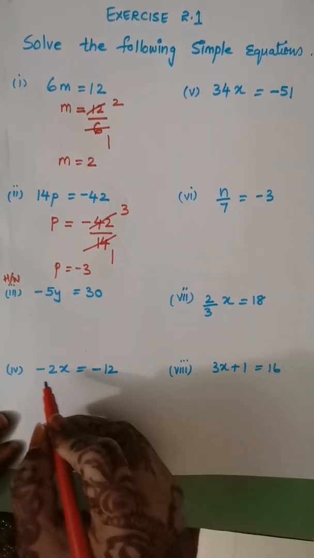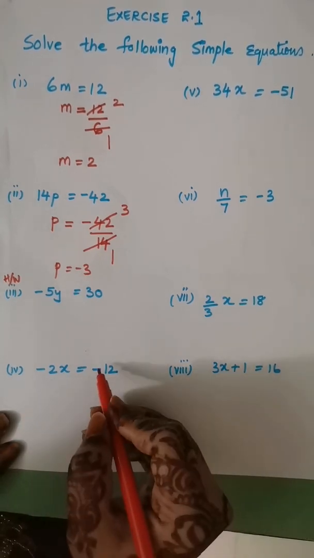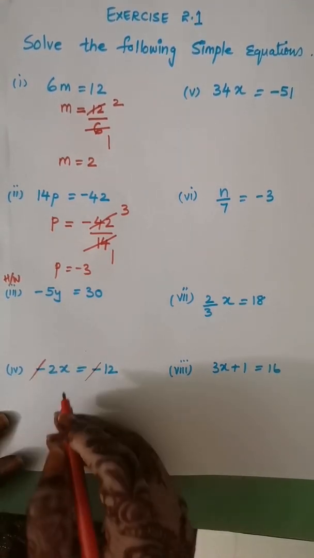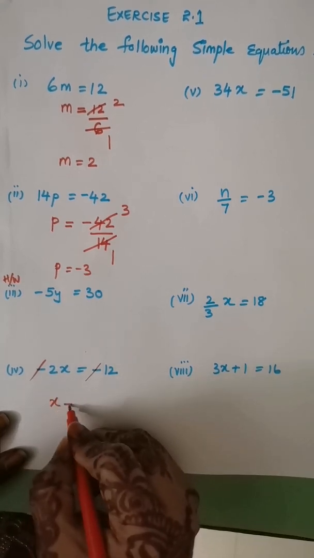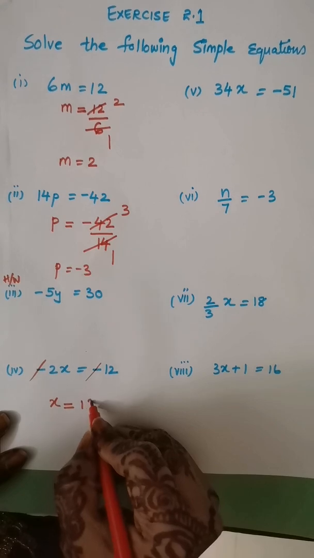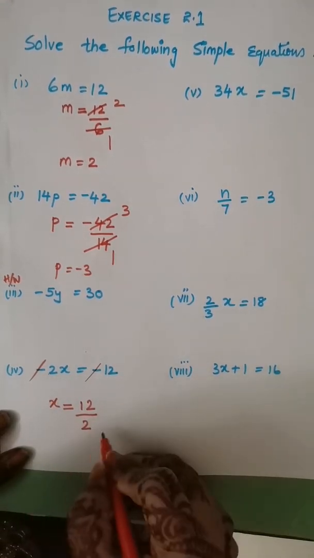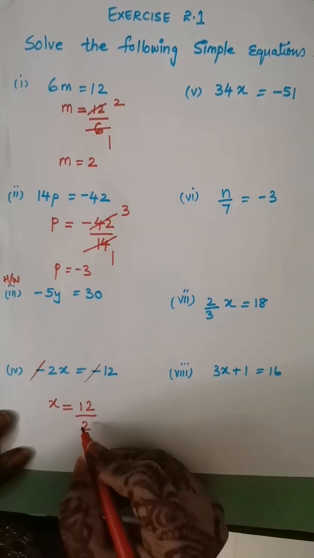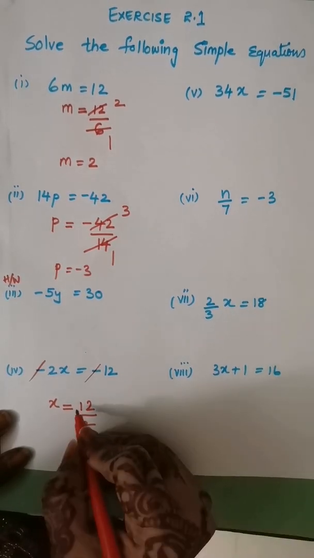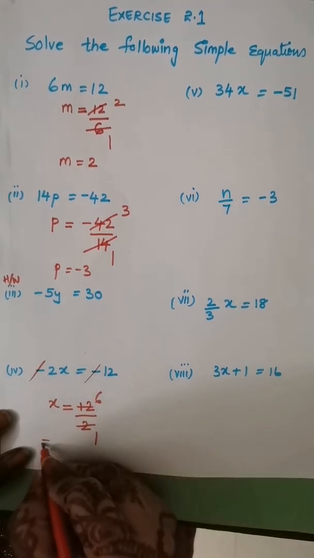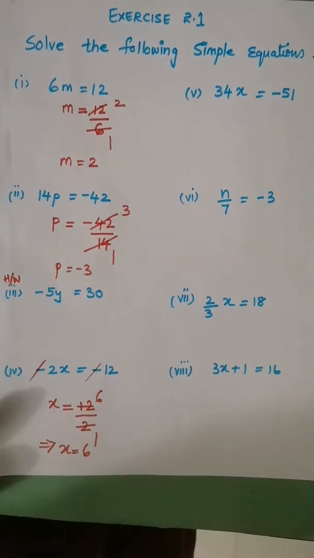Okay, now here you have minus on both sides. When you have minus and minus on both sides, they can get cancelled. Now what remains? 2x. We want x alone. On the other side you have 12. 2 will go down. Multiplication will change into division. When 2 goes down, we can bring it into lowest form. 2 ones are 2, 2 sixes are 12. So what is the value of x? x is equal to 6 is the answer.